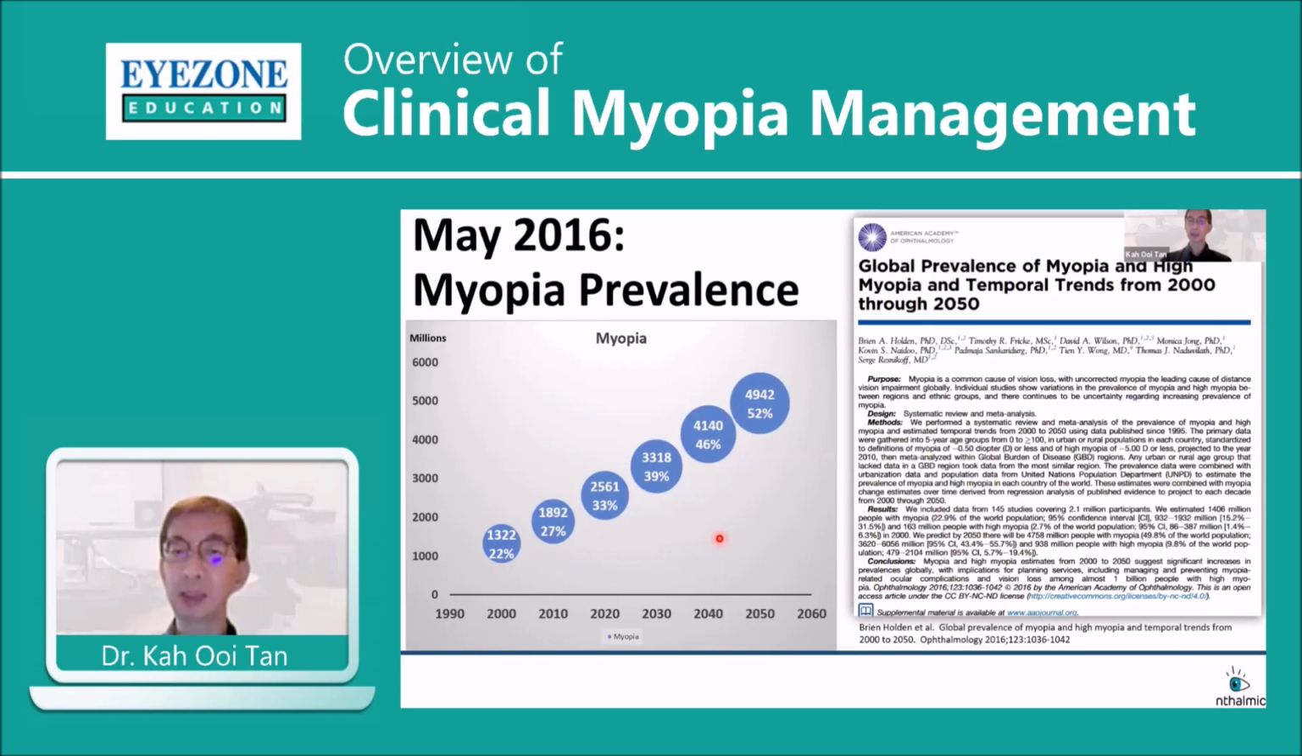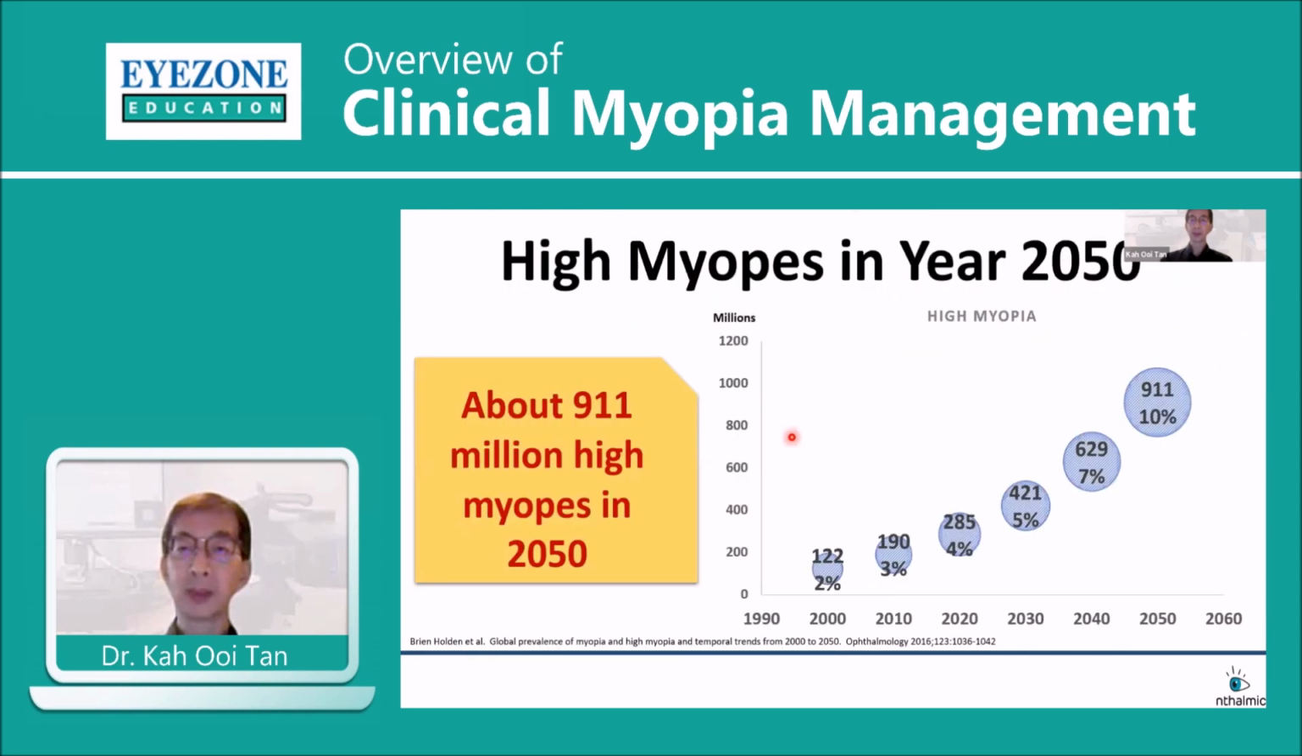Then in 2016, the late Professor Brien Holden and his co-worker published a paper about the potential increase in myopia prevalence by 2050. Here we can see that by 2050, almost half the world population will become myopic. And the most striking point is that by 2050, almost 10% of the world population will become high myopes, which is above -5 and beyond.